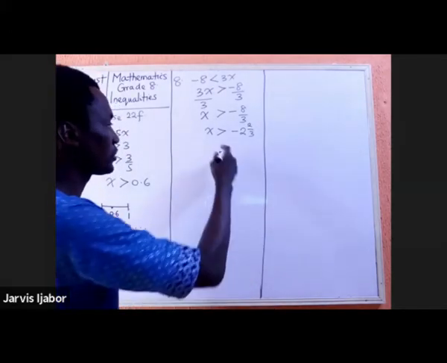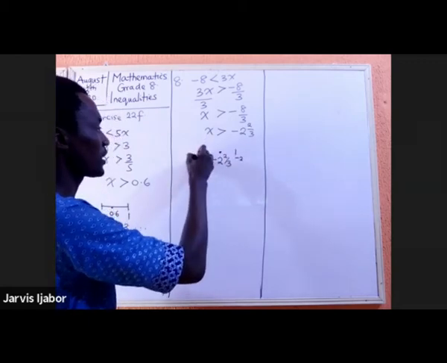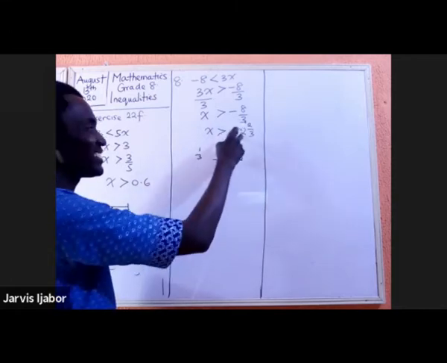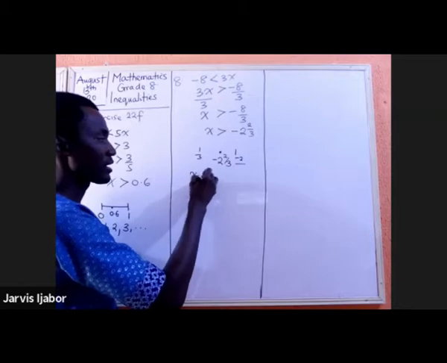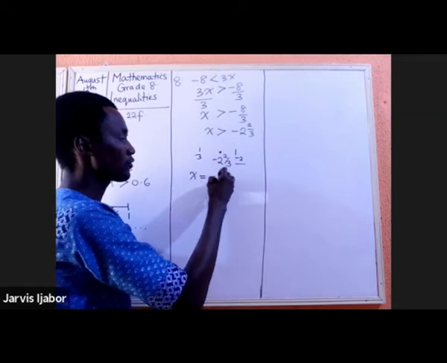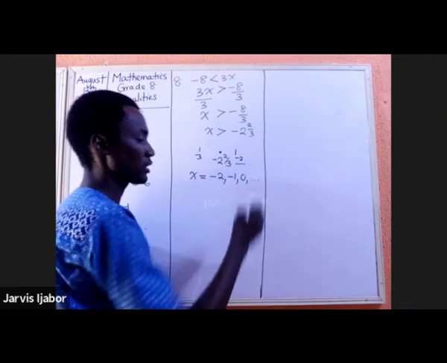So this place will be negative 2, and this place will be negative 3. But remember that what we want is an integer that is greater than this value. So it will tend more towards this. So your answer becomes x equal to what? Negative 2, negative 1, 0, 1, 2, 3, and three dots.